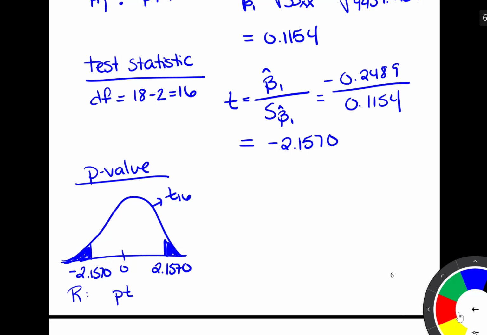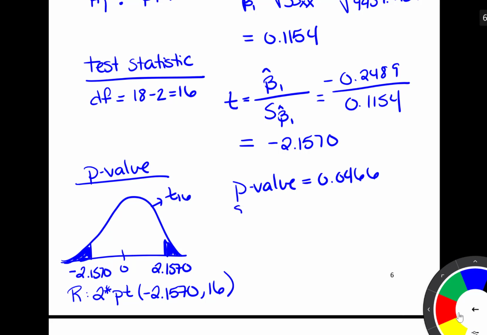I could use the pt function, negative 2.1570, comma, give it the degrees of freedom. And remember, since this area is the same in each of the tails, I could then multiply this value by 2, and that would give me the p-value. And if you put that in R, you would find the following. So notice here that since 0.0466 is less than that 0.05, we are going to reject the null, and our results are significant.